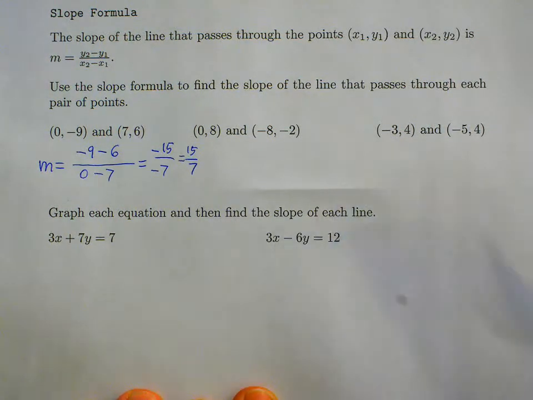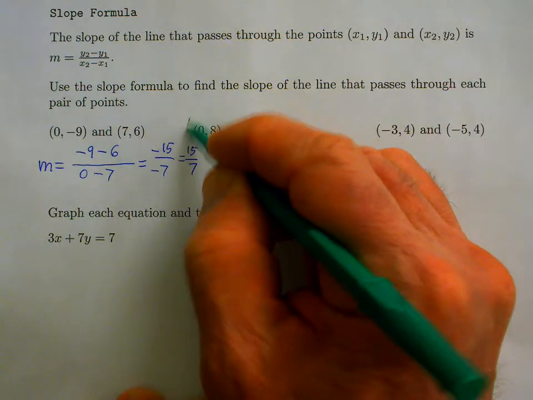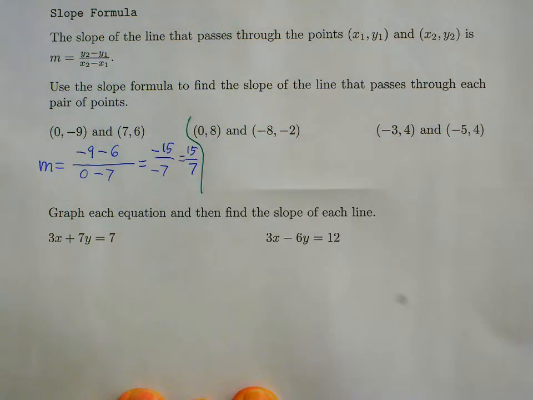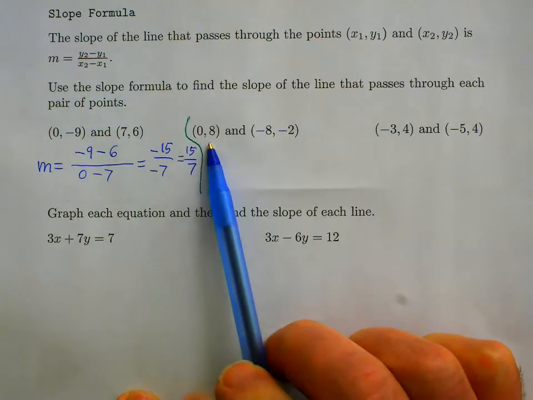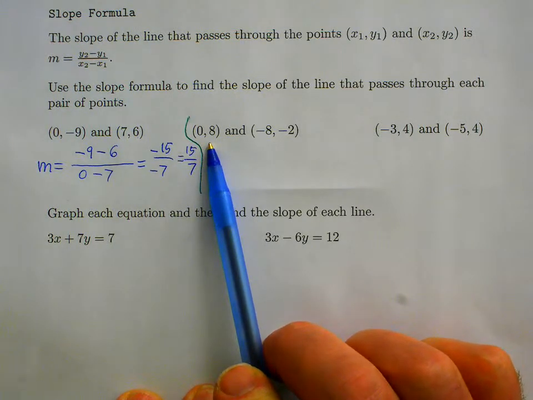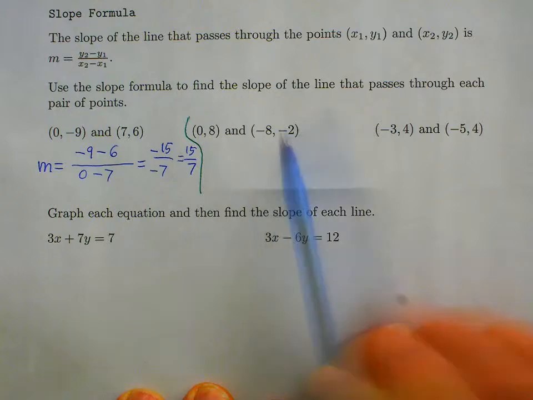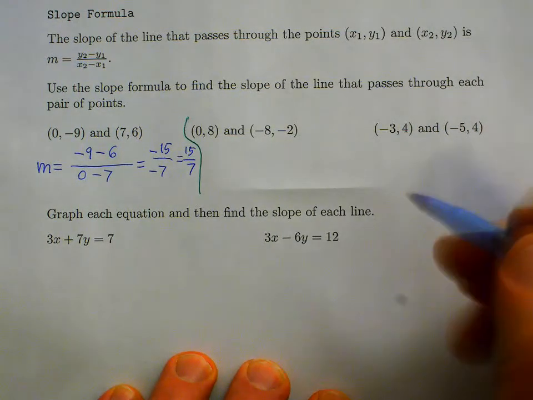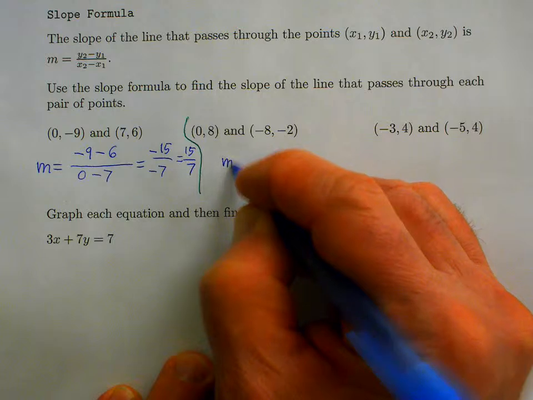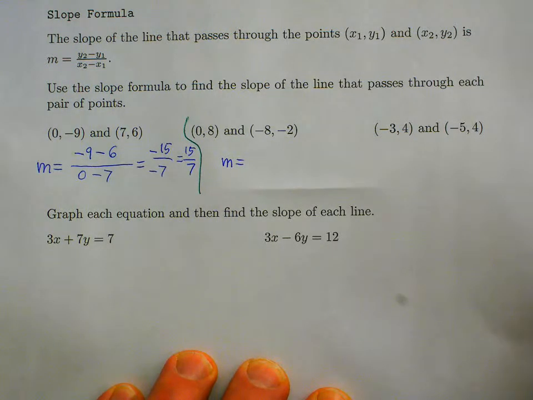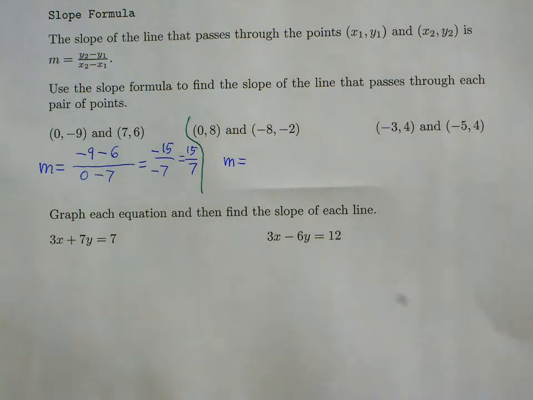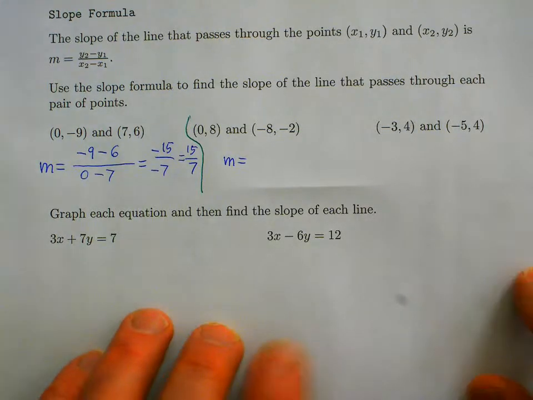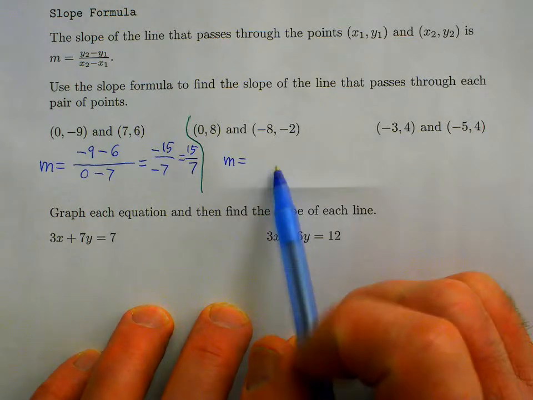Okay, then in the next one, next pair of points, find the slope of the line that passes through the points 0, 8 and negative 8, negative 2. Okay, it doesn't matter which one you pick as x1, y1 and x2, y2. With some practice, you'll perhaps learn how to avoid more complicated arithmetic. But regardless, make sure that you know how to do the arithmetic.